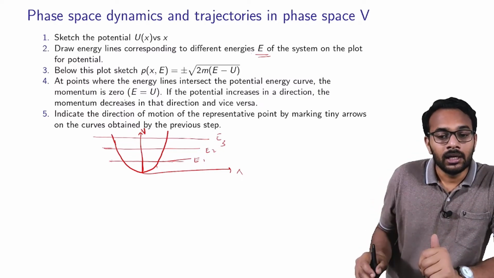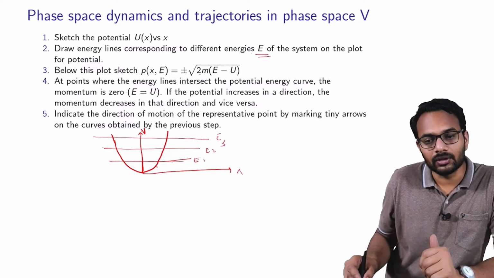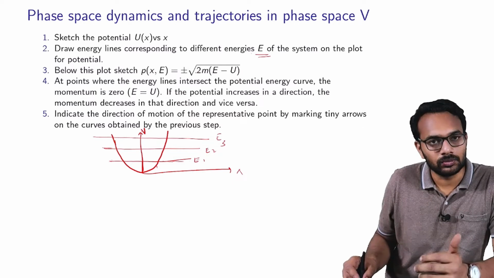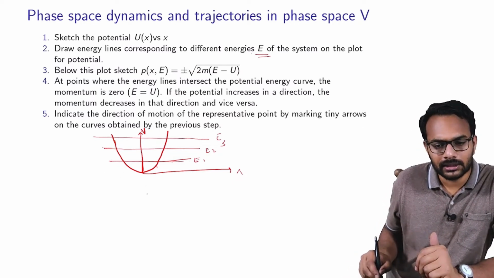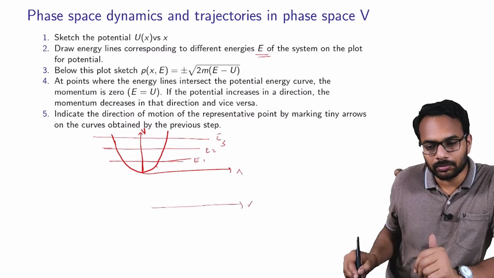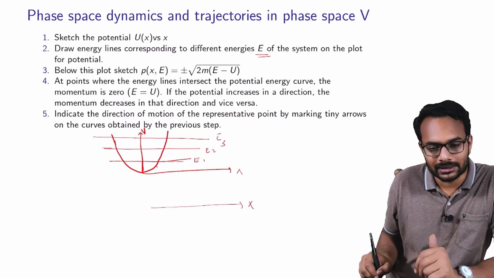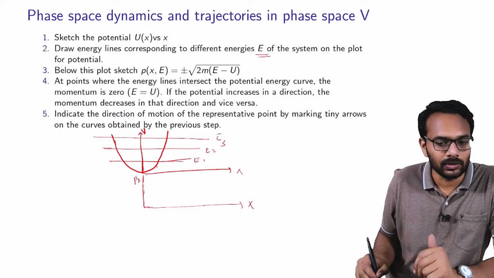Now below this, plot the sketch p of x comma E, equal to plus or minus square root of 2m(E minus U). We saw this already. It's easier to plot it below this. We plot x along this line and Px, because we are dealing with a one dimensional system. Just below this we'll have x and Px.